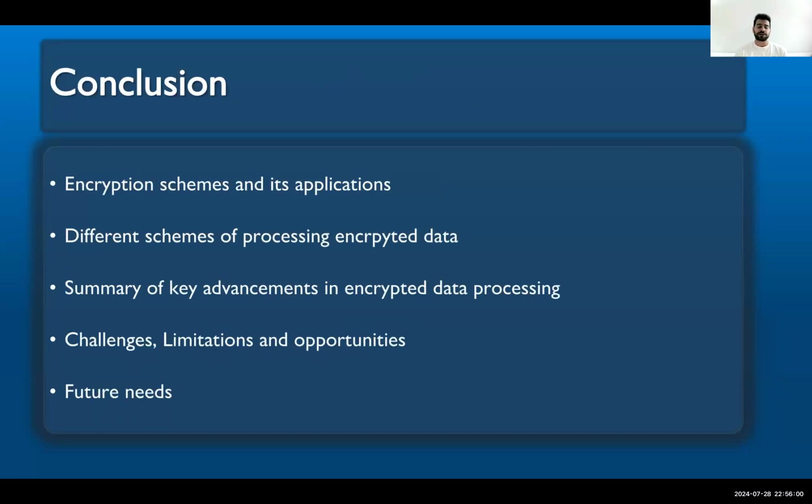For the conclusion, first, I want to summarize my talk. I talked about encryption schemes and its applications, and different schemes of processing encrypted data, such as fully homomorphic, partially homomorphic, somewhat homomorphic, order preserving, searchable encryption, and SMC, secure multi-party computation.